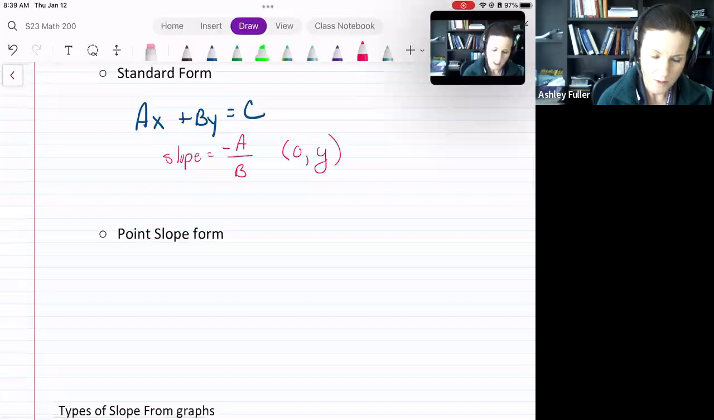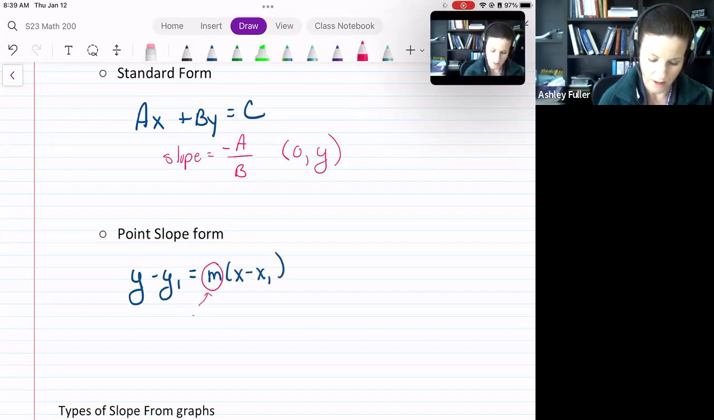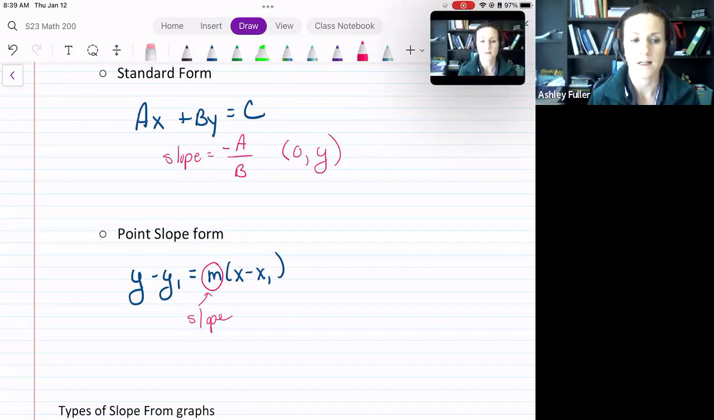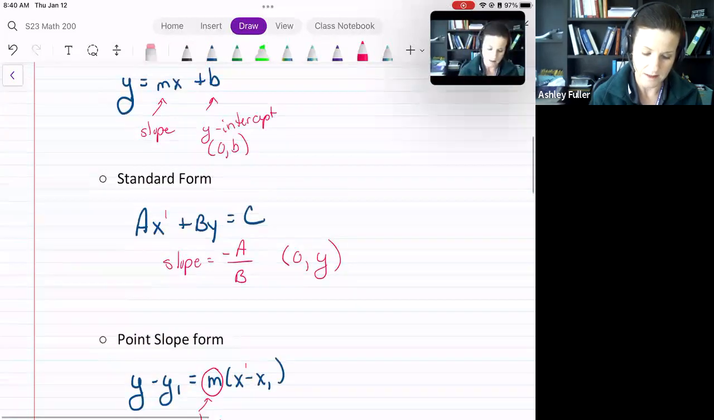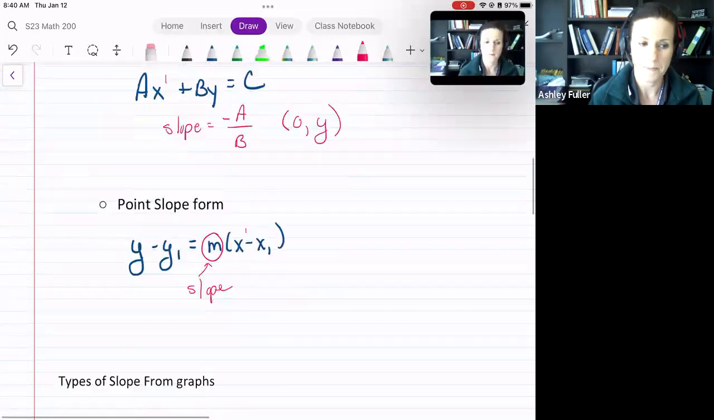And finally, point slope form is the third form that you will need to know. It is of the form y minus y1 equals m times x minus x1. Again, the slope is right here. And to find the y-intercept, you would plug in 0 for x and solve for y. Note all of these equations are what we consider first degree because the exponent of x is simply 1.